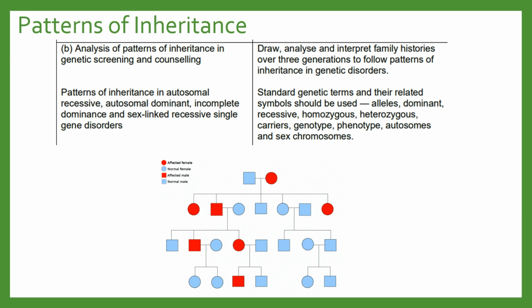Homozygous, where the alleles inherited are the same. Heterozygous, where the alleles inherited are different. Carriers, the individuals without the disease but who may have children that do have the disease. Genotype, the combination of alleles a person happens to have inherited. The phenotype, the characteristic that results from that genotype. Autosomes, autosomal, so chromosomes 1 through 22, and sex-linked, the X and Y chromosomes.